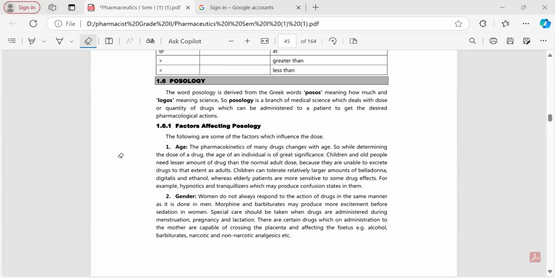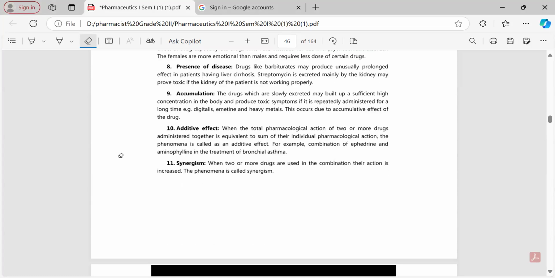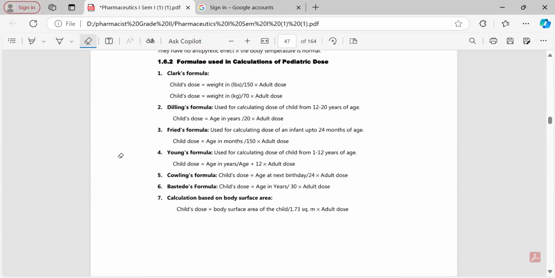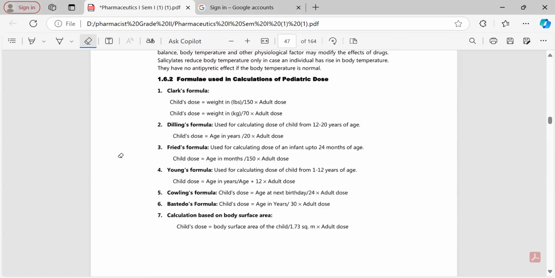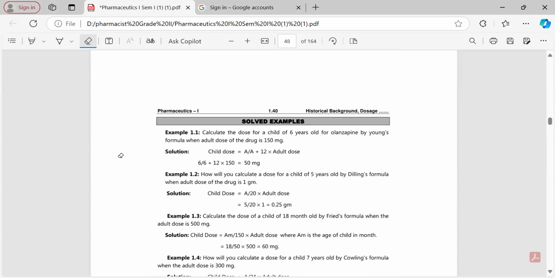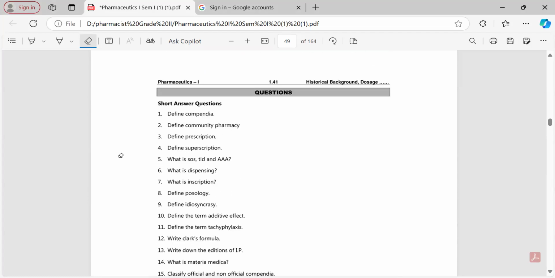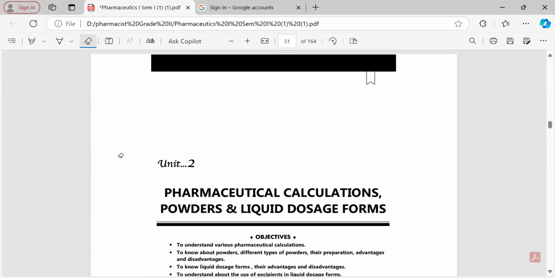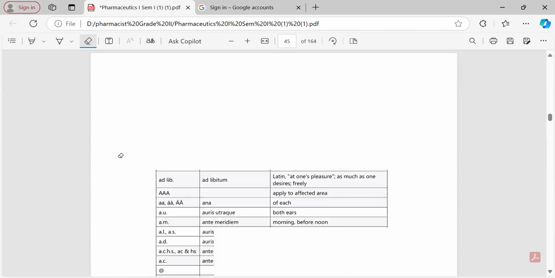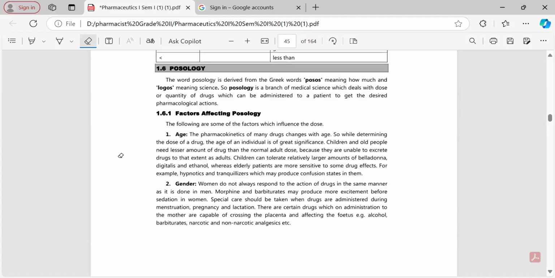Today we'll start discussing posology, and we will discuss especially very important different types of calculations. We will see the formulas present here like Clark's formula, Dilling's formula, Fried and Young's formula. We will try to calculate some allegation method, proof spirit, percentage calculation, tonicity calculation, and other calculations also. Because these calculations are very important, we will discuss them one by one carefully. So let's start focusing on posology.